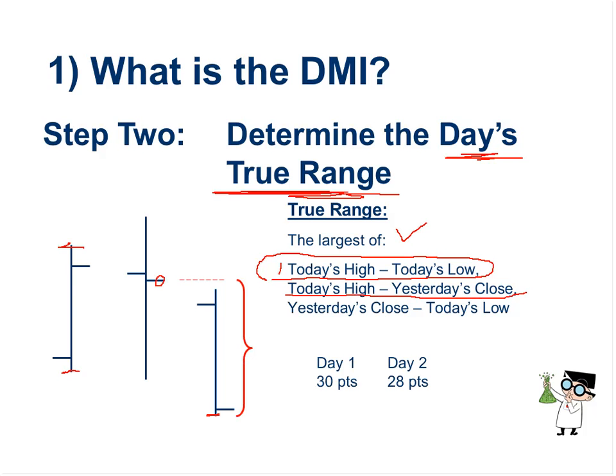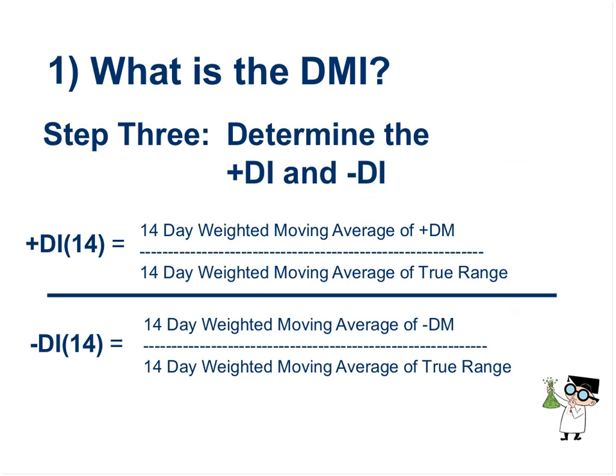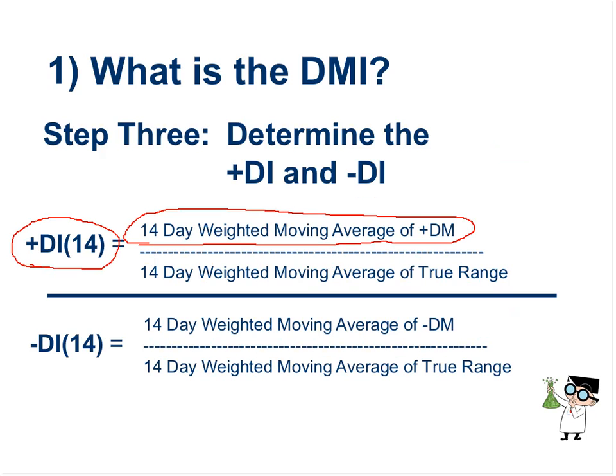Okay, now we're using this day's range to normalize this. And so here's the formula here. What's the positive directional indicator? We take the 14-day weighted moving average of the pluses, plus DM, divided by the 14-day weighted moving average of the true range. And that gives us the green line value. Let me change that. Here, let's get the green.